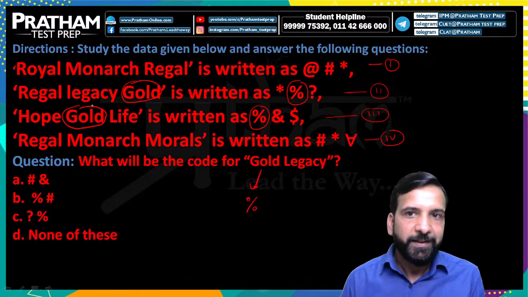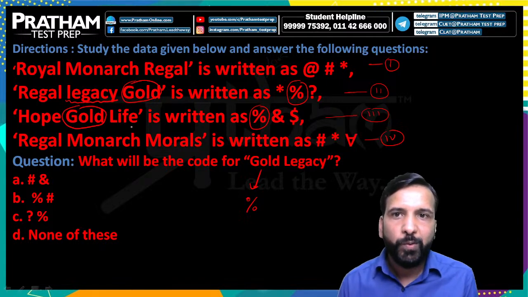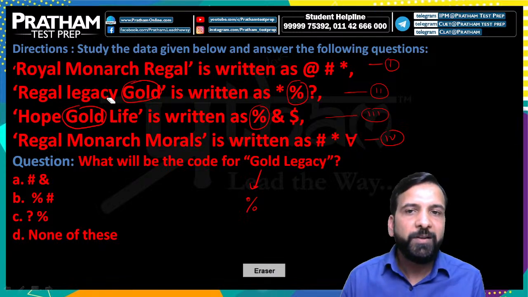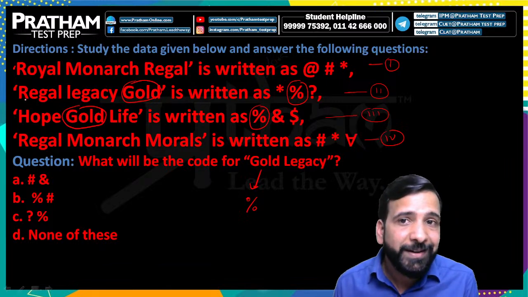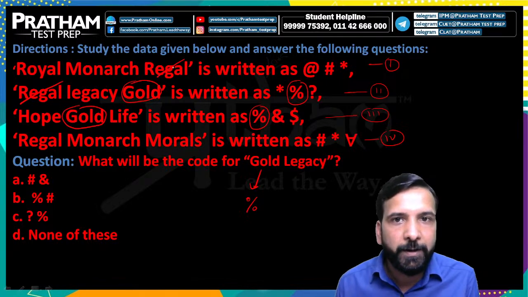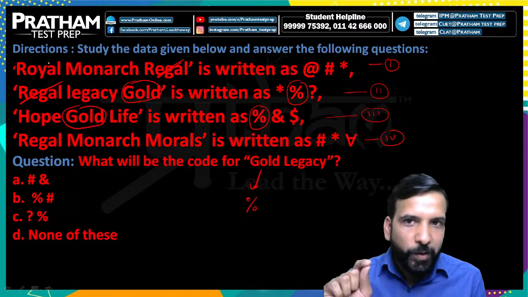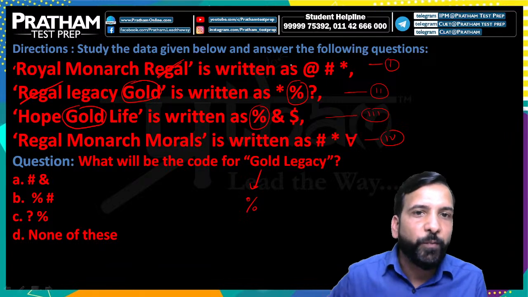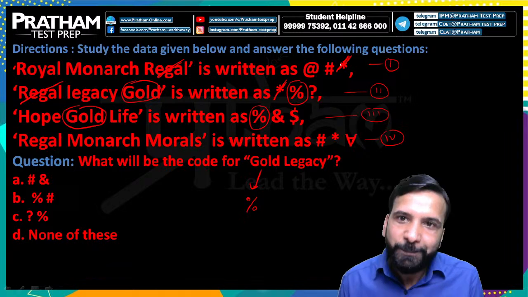Now legacy is here and also कहीं भी common नहीं है, right? Now how will we find legacy कैसे? So what we'll do, try to eliminate the word regal, right? Regal is here, also regal is here. In code number 1 and 2 only regal is common. In code 1 and code 2 only regal is common. What is the common code in 1 and 2? Star. So star is the code for regal, right?